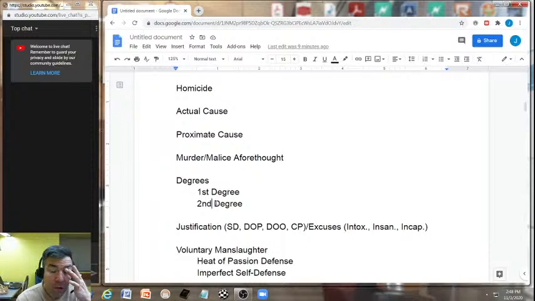Now, first degree felony murder can be accomplished by the commission of an inherently dangerous felony, which may include burglary, arson, robbery, rape, kidnapping, and other serious felonies. Second degree murder includes all other malice aforethought states not included in first degree. Another way of putting that is second degree includes all mental states not within first degree.